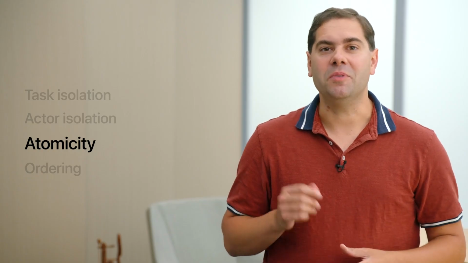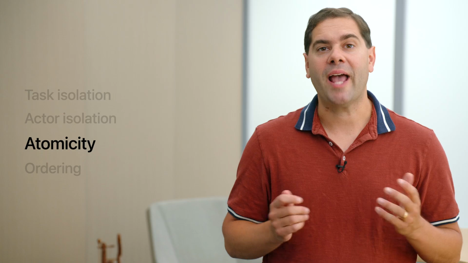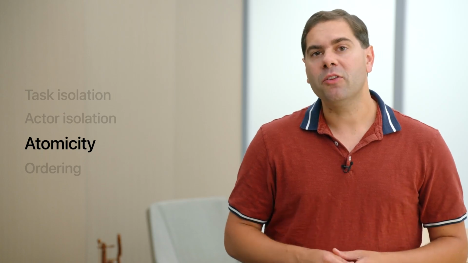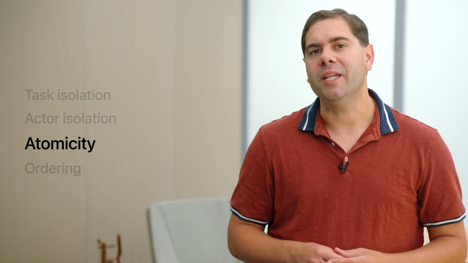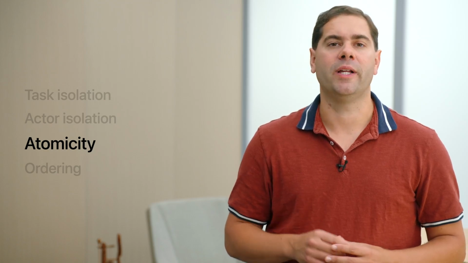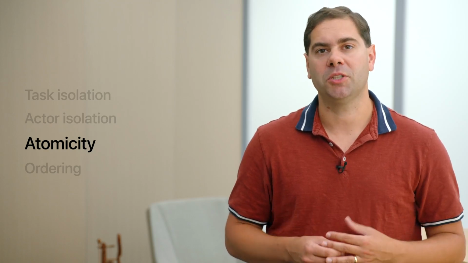Let's dive into some deeper waters to talk about atomicity. The goal of the Swift concurrency model is to eliminate data races. What that really means is that it eliminates low-level data races, which involve data corruption. You still need to reason about atomicity at a high level.